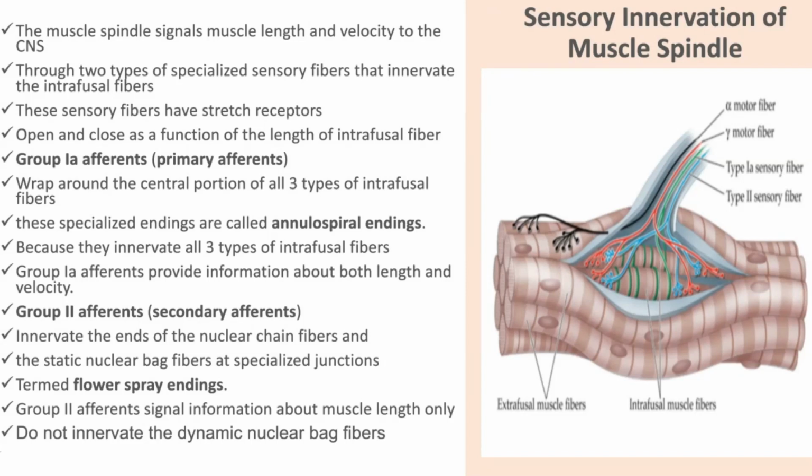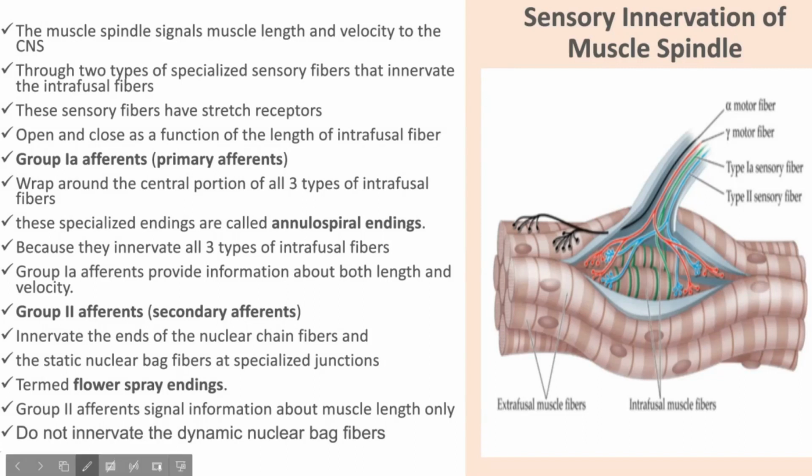Group 2 afferents are also known as the secondary afferents, and they innervate the ends of the nuclear chain fibers and the static nuclear bag fibers at specialized junctions. These specialized junctions are called flower spray endings. Group 2 afferent fibers will signal information about muscle length only. They do not innervate the dynamic nuclear bag fibers because the muscle spindle is located in parallel with the extrafusal fibers.